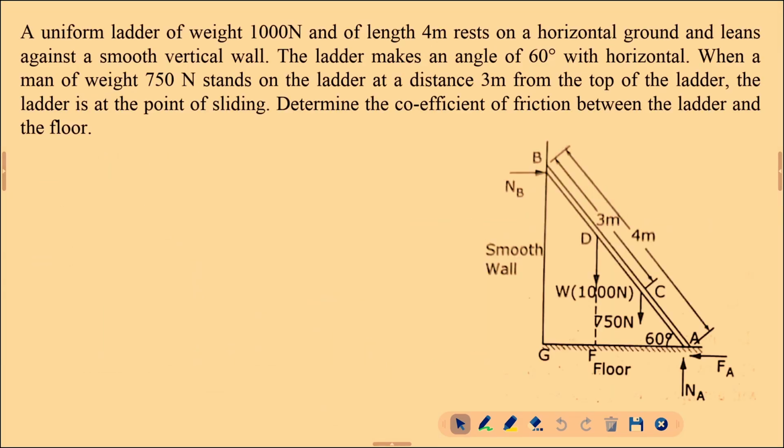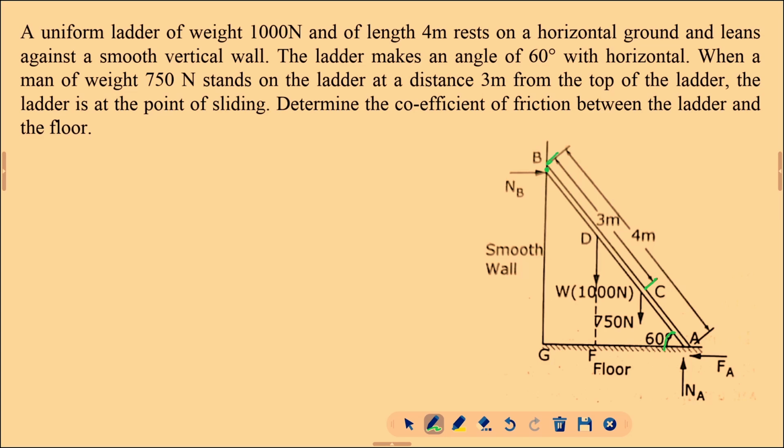Consider a uniform ladder of weight 1000 Newton and length 4 meter, which rests on a horizontal ground and leans against a smooth vertical wall. The ladder makes an angle of 60 degree with the horizontal. So, this is 60 degree with respect to the horizontal. A man of weight 750 Newton stands on the ladder at a distance of 3 meter from the top. So, this distance is 3 meter.